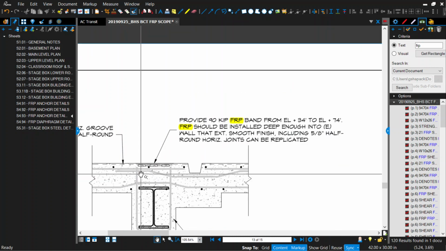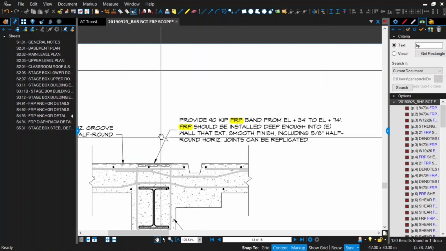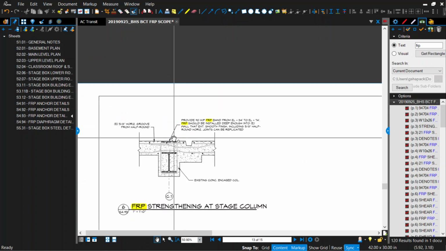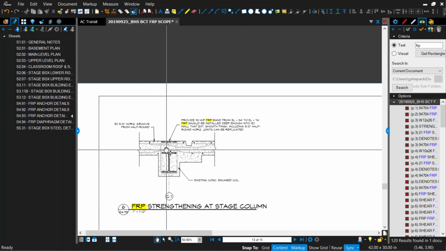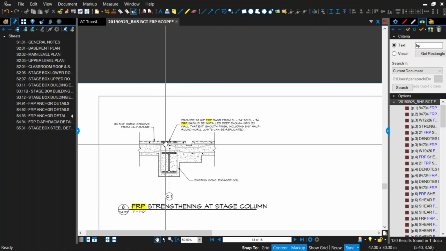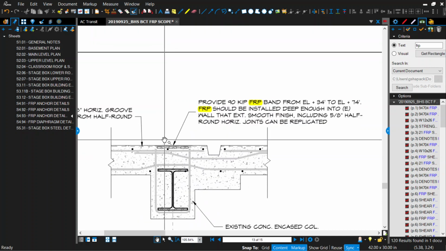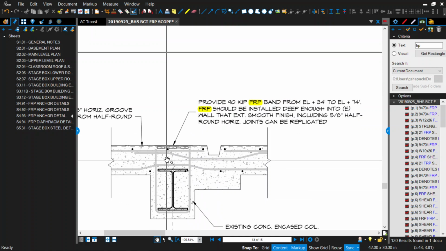FRP, deep enough into the existing. Oh, it's a wall, apparently. Is that a plan view? This is a column. Oh yeah, it says column. So they want it recessed in the wall so that there's an exterior smooth finish. So they want the FRP to basically disappear. I see.